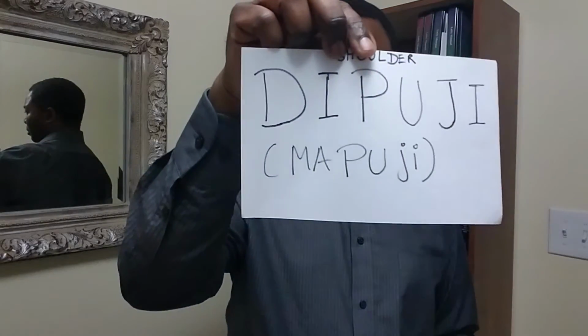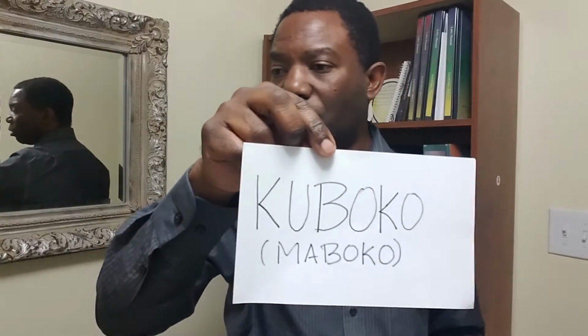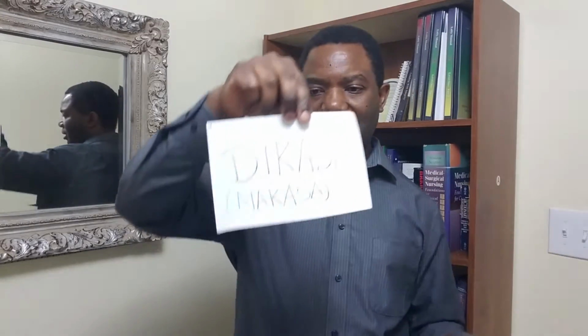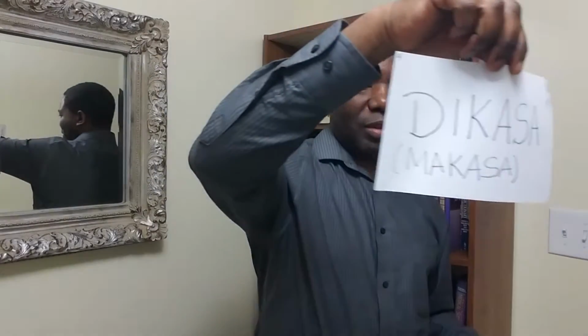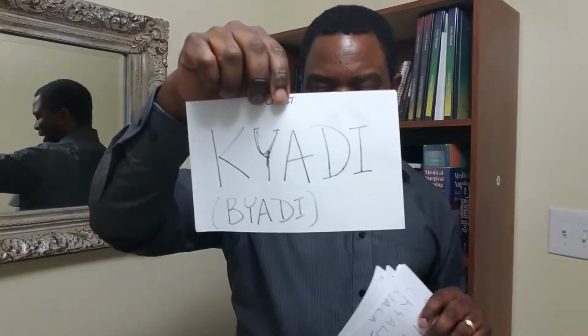Then we have shoulders. Mapuji. If it's one, it's dipuji. And then we have the arm, kuwoko. Kuwoko. Maboko means two arms at least. And then we have the hands, it's dikasa. And many of them are makasa. And we have the chest, kiadi. Kiadi. And many biadi.